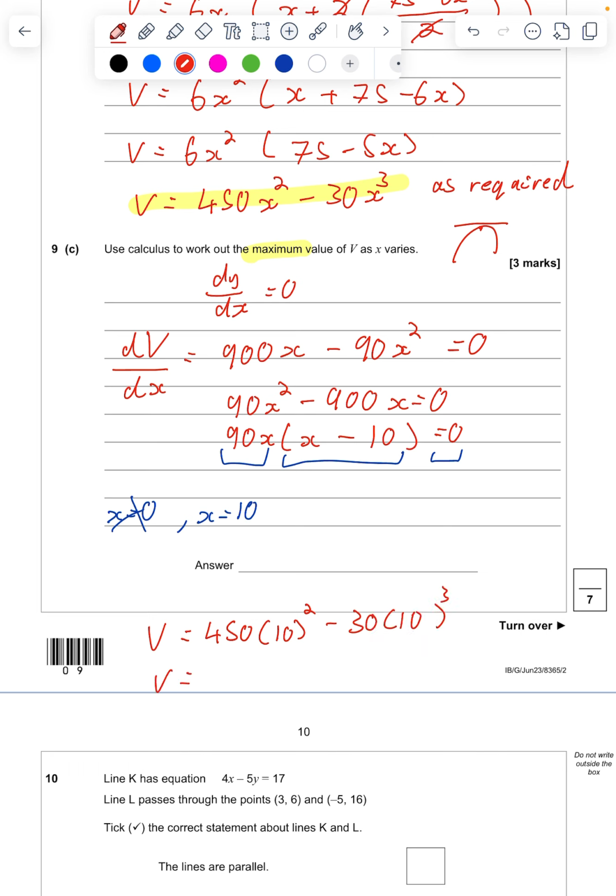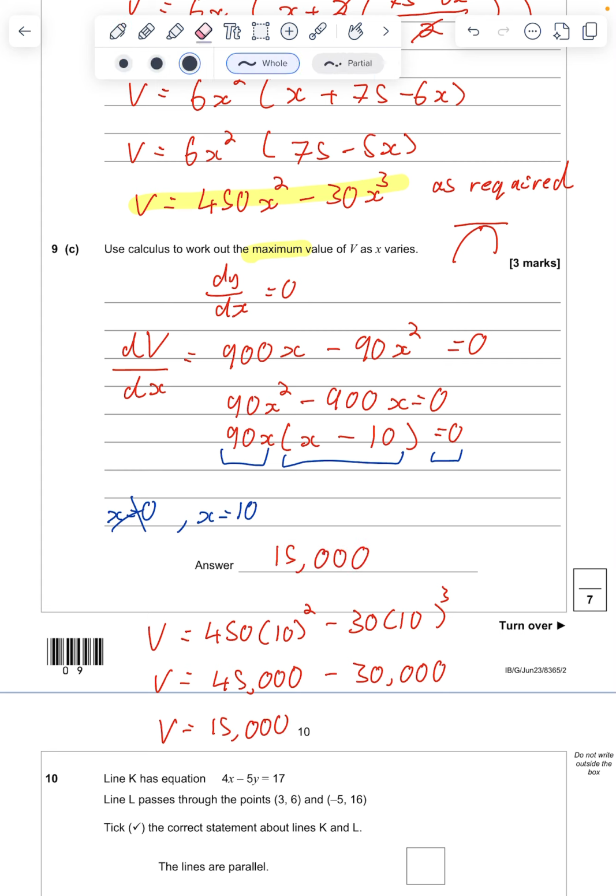So that's going to be 10 squared is 100, so it's going to be 45,000. Take away 1,000 times by 30, which is 30,000. And if you take that away, you're going to be getting 15,000. Hopefully that's going to be good. 15,000, I think, should be good. And let's check the mark scheme for this one. 9C. Yeah, 15,000. Okay, good. There we go. Good stuff.